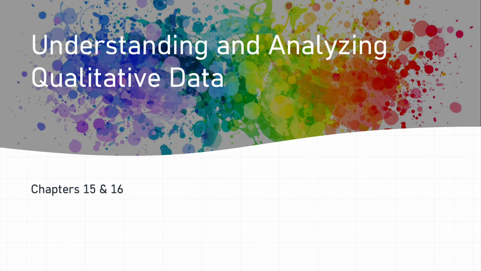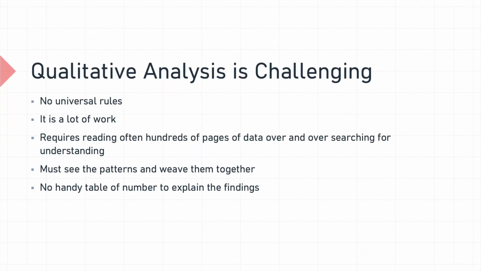Let's take some time to try to understand and analyze qualitative data from chapters 15 and 16 in your textbook. Qualitative analysis can be challenging, and in many ways, it is much more challenging than quantitative analysis. In quantitative analysis, you have numbers, and your numbers really do give you your answer, and you depend on those numbers to give you an answer. In qualitative analysis, there really are no universal rules.